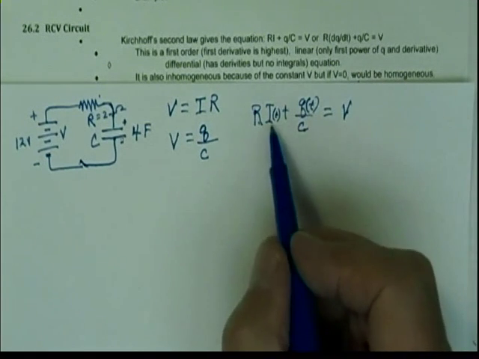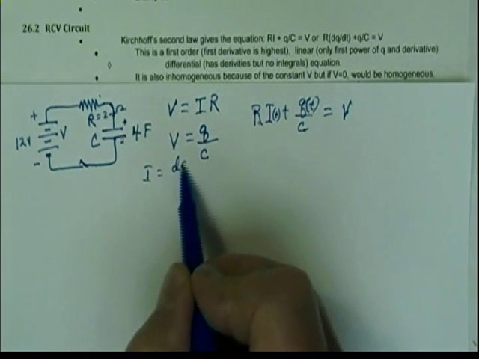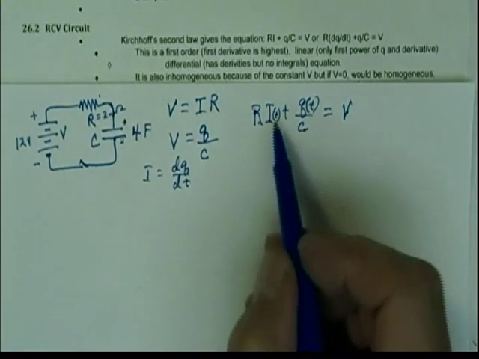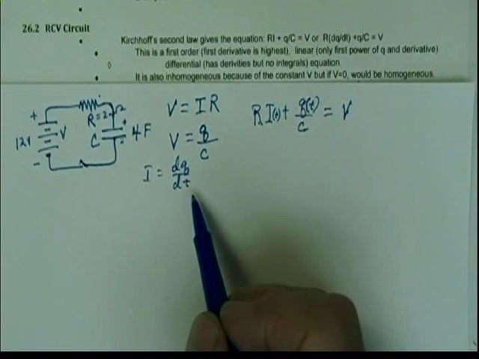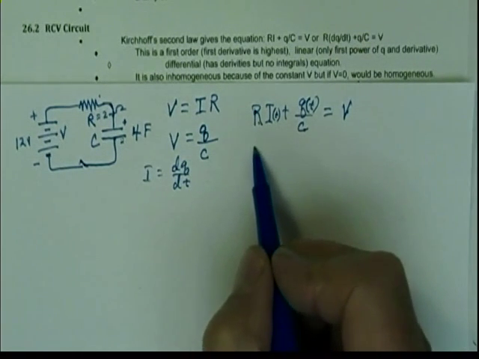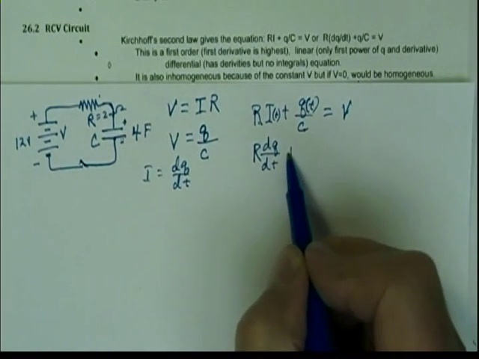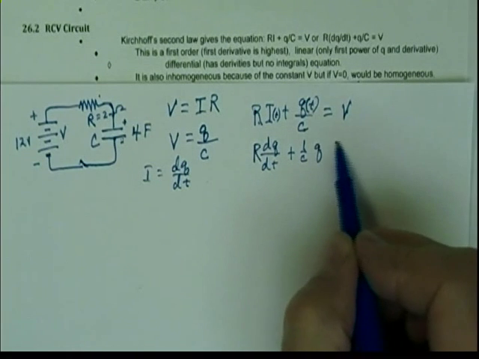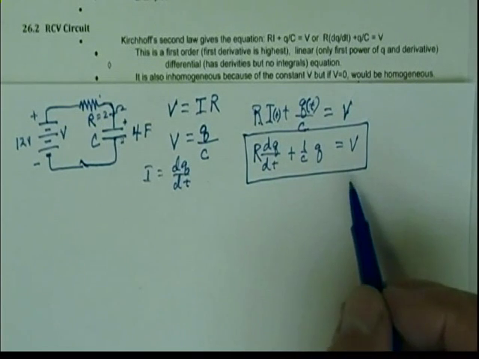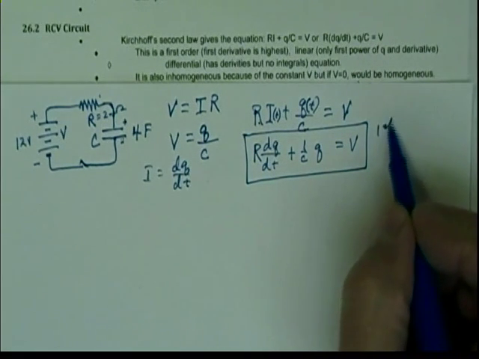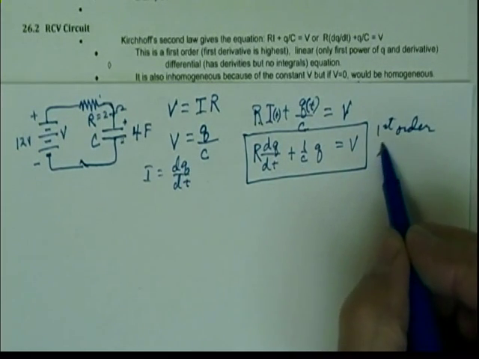And you'll notice that in this right here, the current I is equal to the change in charge over the change in time. That's actually a derivative, because the current is the flow of charge per unit time that goes past a given point. So I can rewrite this equation as R dQ/dt plus 1 over C times Q is equal to V. This is a first order linear inhomogeneous differential equation. First order, because the first derivative is the highest. Linear.